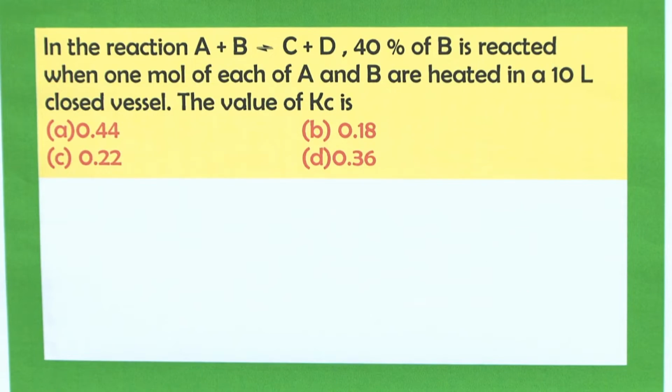Second question is, in the reaction A plus B in equilibrium with C plus D, 40% of B is reacted when 1 mole of each of A and B are heated in a 10 liter closed vessel. The value of Kc is?